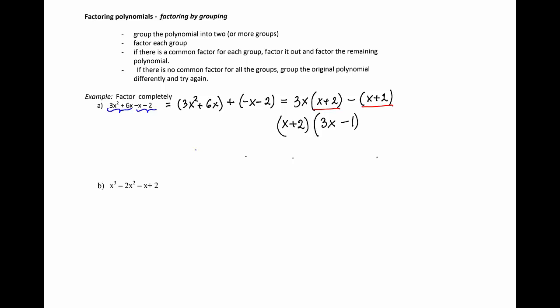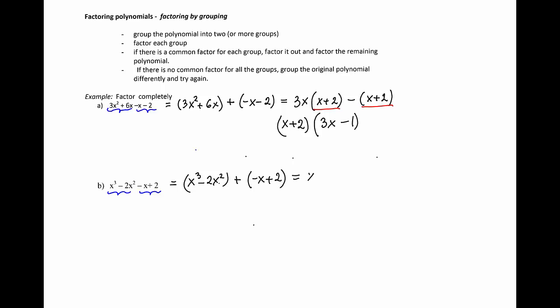Let's look at a more difficult problem. Here we have a polynomial of degree 3, again 4 terms, so again we'll group 2 by 2, the first two and the second two. And the groups are then x cubed minus 2x squared, and the second group is plus negative x plus 2.